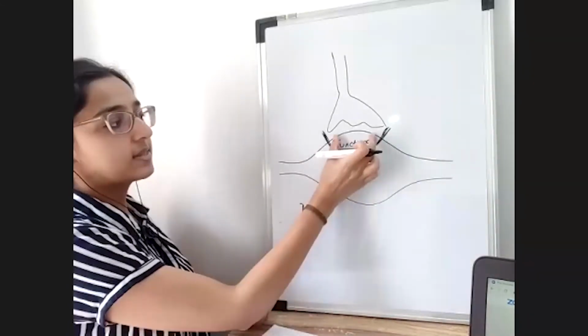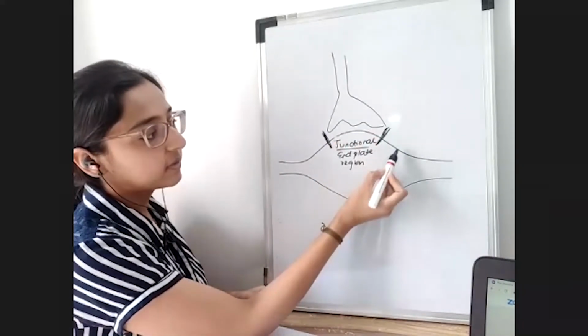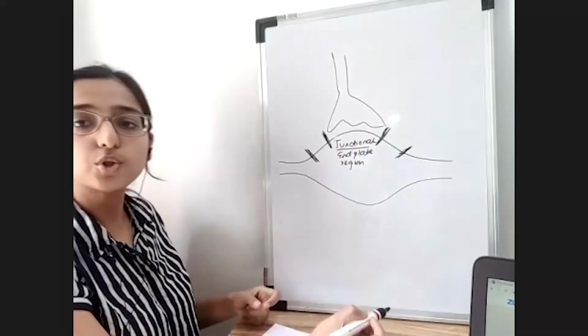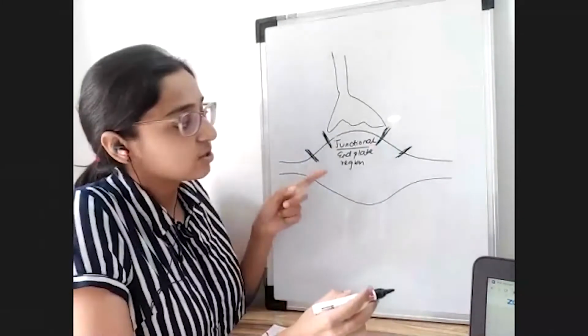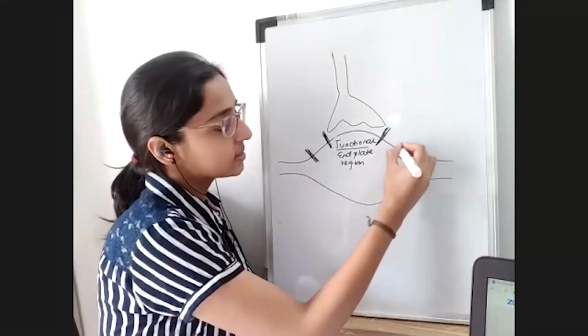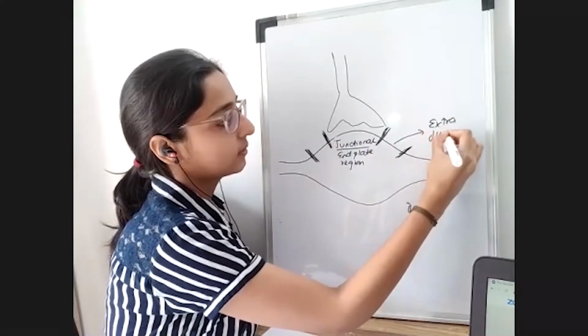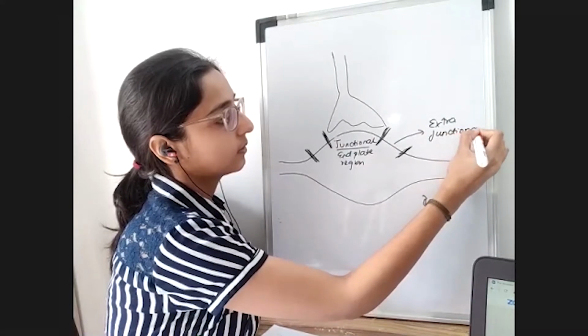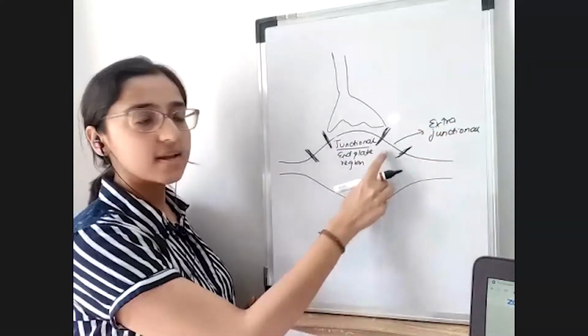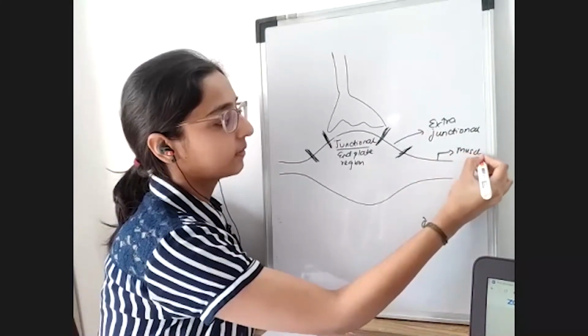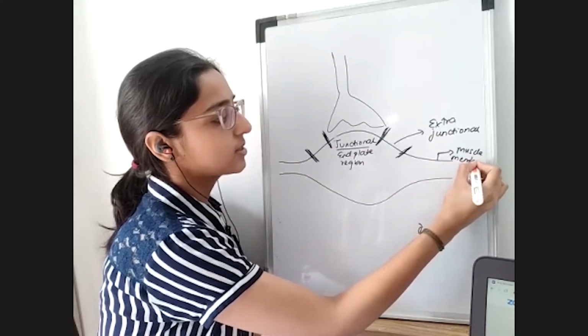Within this, you have the portion of the muscle membrane that is just adjacent to the junctional region, and this portion is known as extrajunctional. This is the extrajunctional part, and this is the remaining muscle membrane. It doesn't have any name, it's just the muscle membrane.